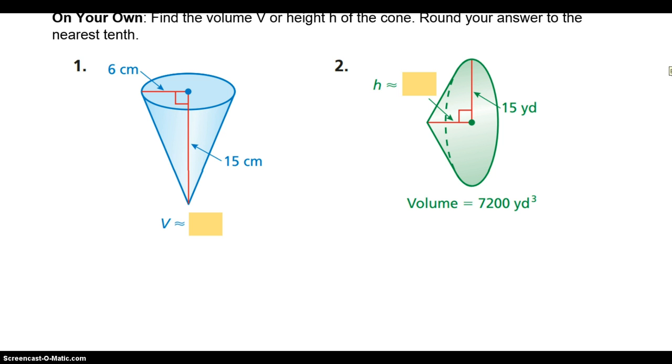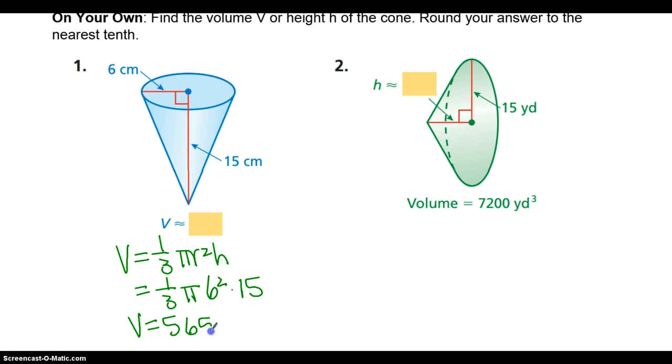Alright, number 1, you're trying to find the volume. So volume is equal to 1/3 pi r squared h, 1/3 pi 6 squared times my height of 15. In my calculator, I do 3.14 times 6 squared times 15, divided by 3. And you should get 565.2, and that is centimeters cubed.